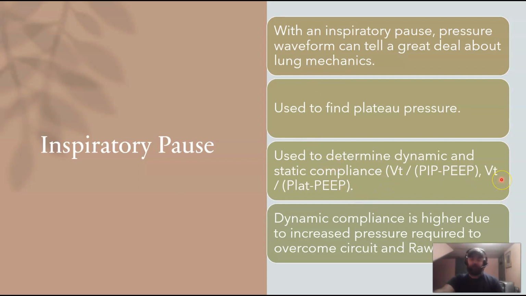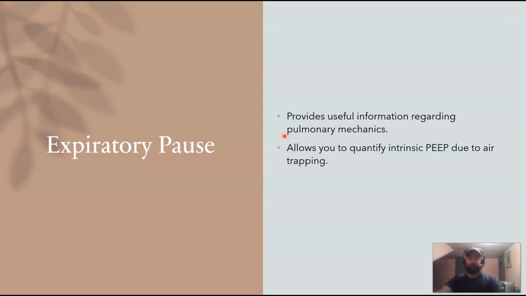And your 2 equations for compliance: your dynamic is tidal volume divided by PIP minus PEEP. And then your static compliance is tidal volume divided by plateau minus PEEP. Your dynamic compliance is usually going to be lower due to the increased pressure required to overcome circuit and airway resistance. So with your expiratory pause, this provides useful information regarding pulmonary mechanics as well, and this allows you to see things like intrinsic PEEP due to air trapping.